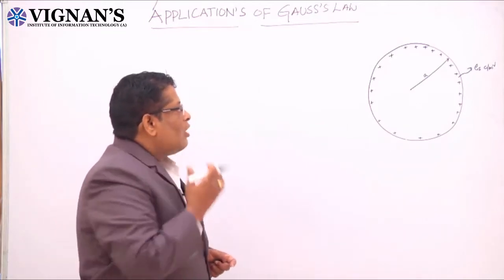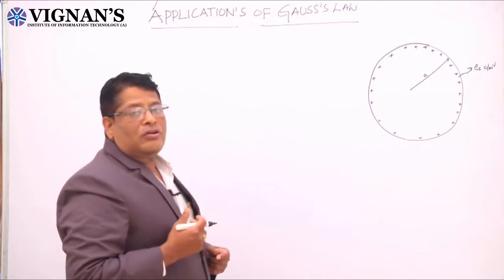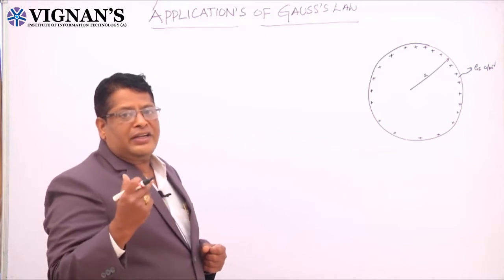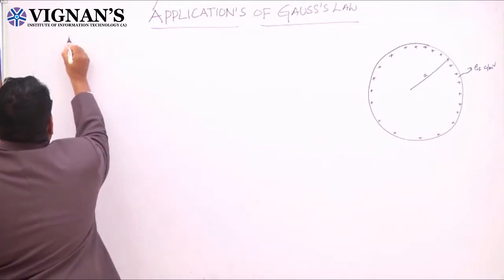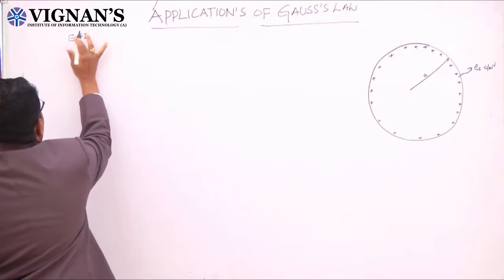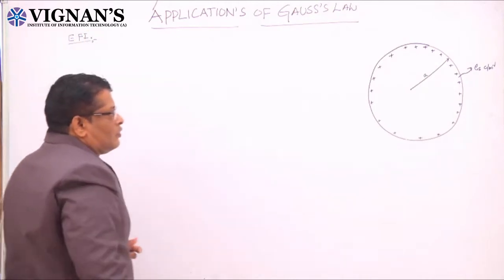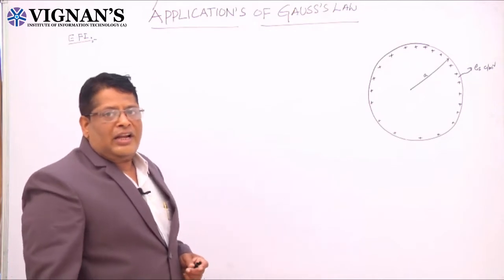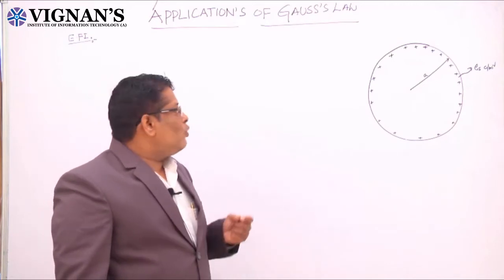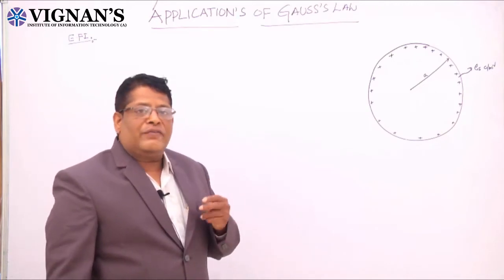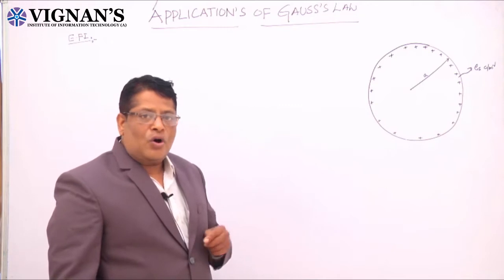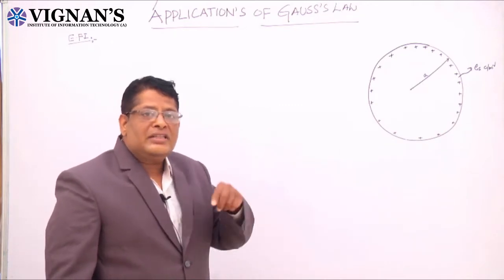Now we are going to find out the electric field intensity due to the hollow spherical shell. In short form, we write electric field intensity as EFI. EFI is nothing but electric field intensity. In this case, we are going to calculate the electric field intensity in three different cases. One is outside of the shell. The second case is on the shell. The third case is inside of the shell.